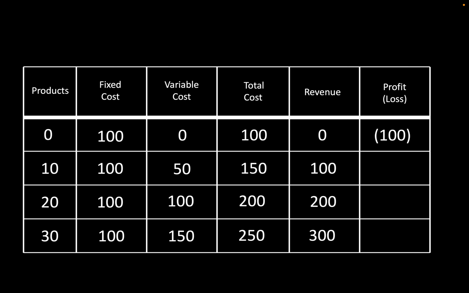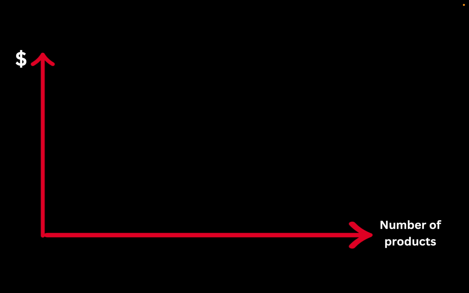20 candles would be 200. Then I can work out the profit and loss. So at 10 candles, my revenue is 100, but my total costs are 150. So I lose $50. At 20 candles, I get $200 of revenue and $200 of total cost. And so I make 0 profit, and that is my break-even point. And in the equation, we saw that 20 was the point at which we broke even.